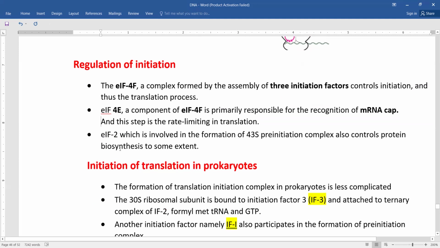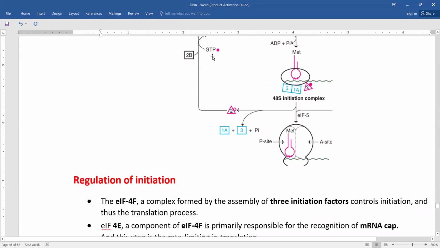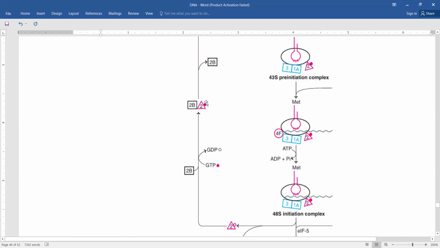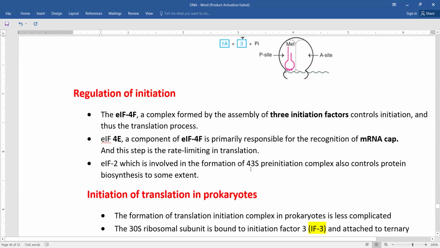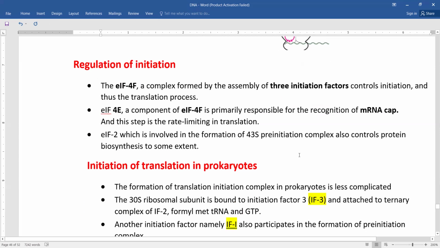And initiation factor 2, okay, which is involved in the 43S. ఇప్పుడు ఏదైతే జీటీపీ కలిగినటువంటి ఆ ఇనిషియేషన్ ఫ్యాక్టర్ 2 ఉందో, సో విచ్ ఈస్ ఇన్వాల్వ్ ఇన్ ద ఫార్మేషన్ ఆఫ్ 43S ప్రీ ఇనిషియేషన్ కాంప్లెక్స్, ఆల్సో కంట్రోల్స్ ప్రోటీన్ సింథసిస్. అంటే మనకి ఇనిషియేషన్ ఫ్యాక్టర్ 2, 4E, 4F, these 3 are very very important regulating initiation factors.